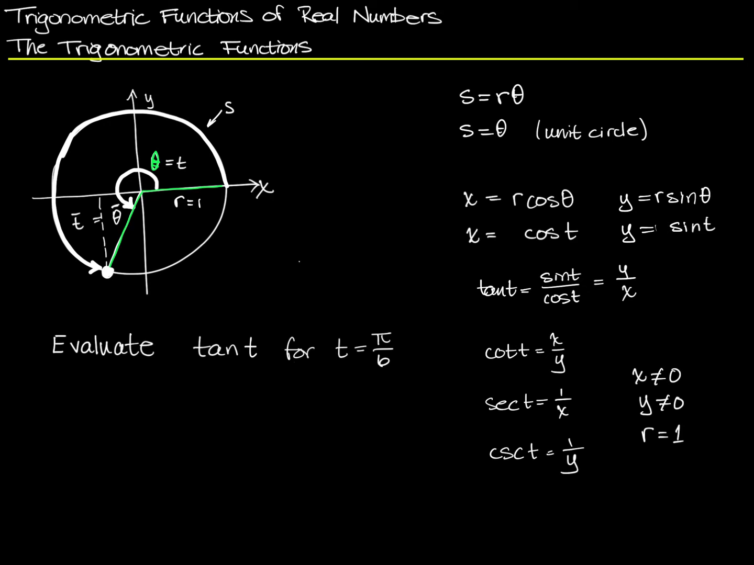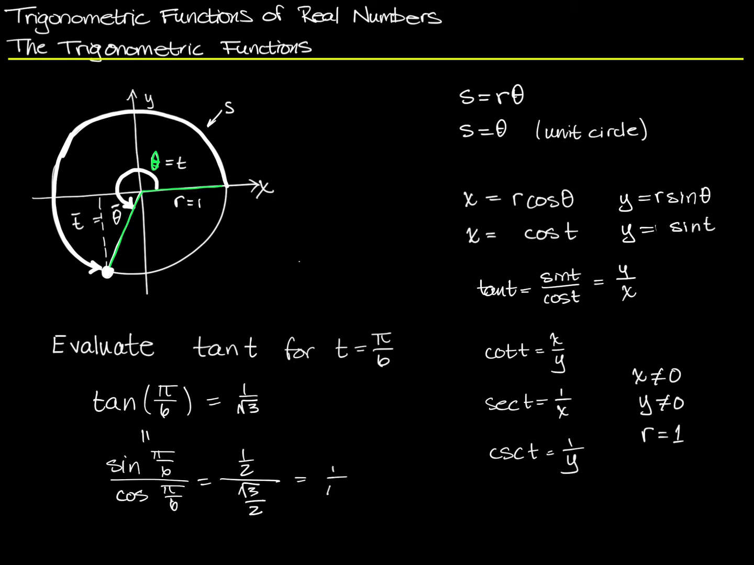Well, t is just equal to theta, right? So we're just going to say that the tangent of t, where t equals pi over 6, is the tangent of pi over 6. We can either look this up on a table, or we can say that the tangent of pi over 6 is equal to the sine of pi over 6 over the cosine of pi over 6. And the sine of pi over 6 is a half, and the cosine of pi over 6 is root 3 over 2. So either way, I get 1 over root 3.